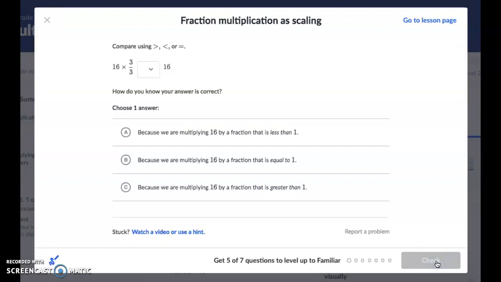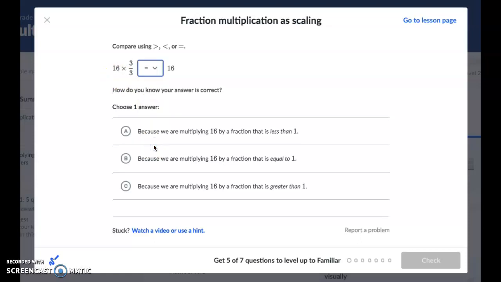Compare using greater than, less than, or equal to. 16 times 3/3 compares to 16. So what I'm going to look at here is 16 times 3/3. 3/3 is really the same as 1. So 16 times 1 is really 16. So that's going to be that these are equal to.